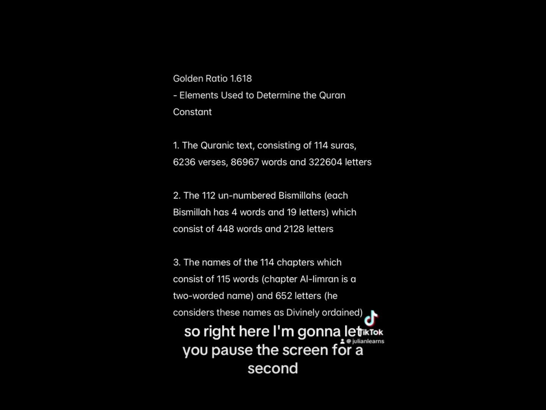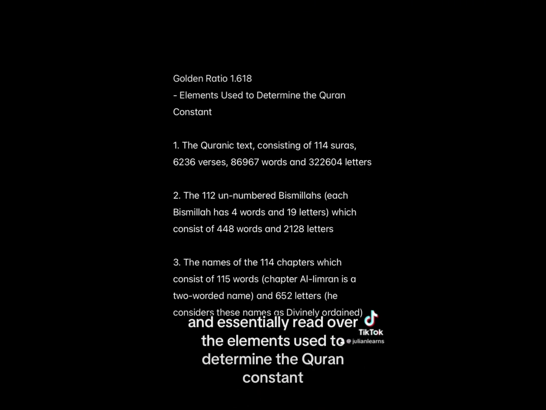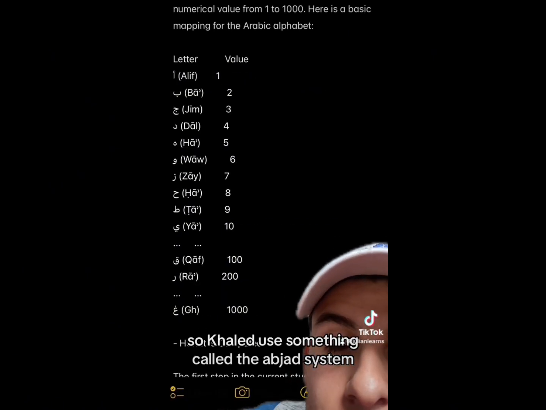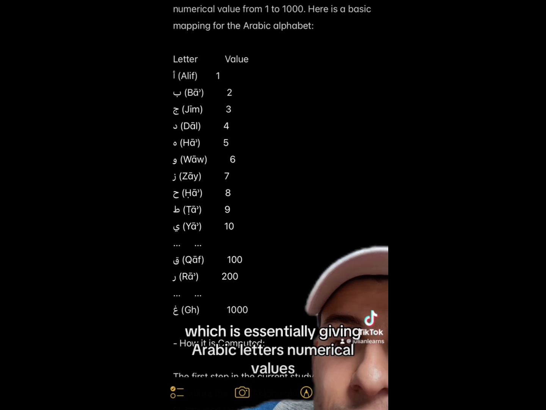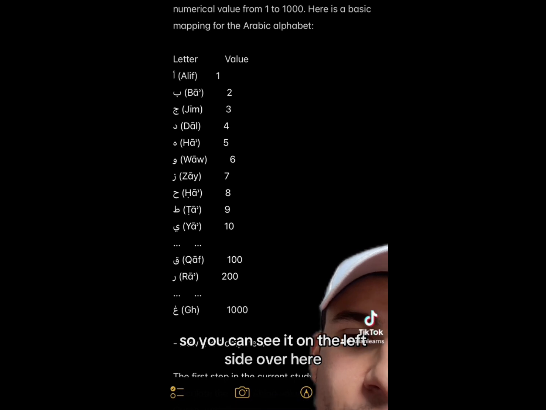So right here, I'm going to let you pause the screen for a second and read over the elements used to determine the Quran constant. So Khalid used something called the Abjad system, which is essentially giving Arabic letters numerical values. So you can see it on the left side over here.